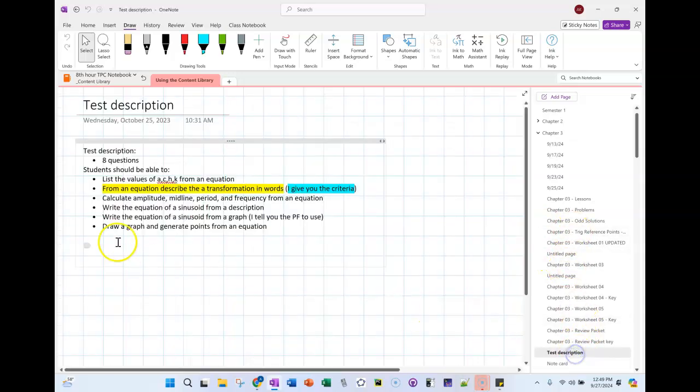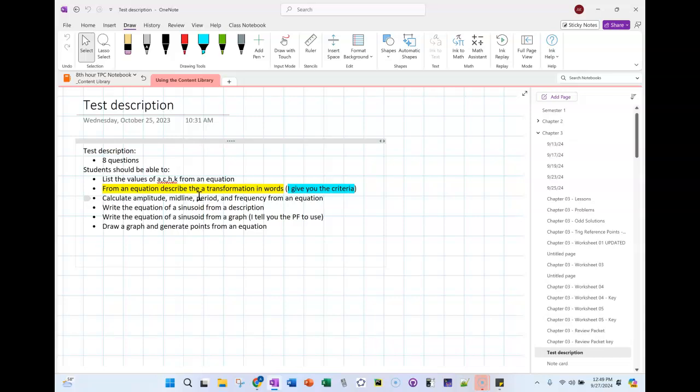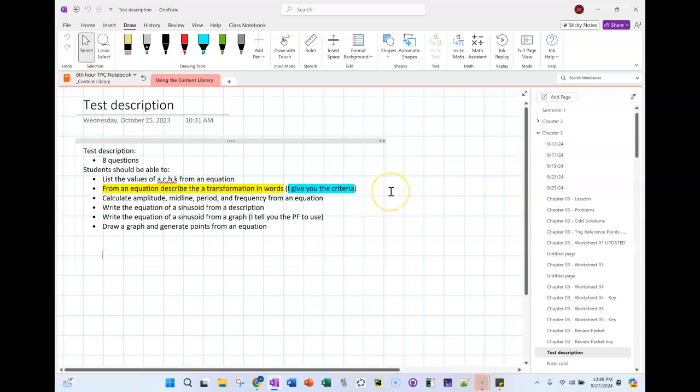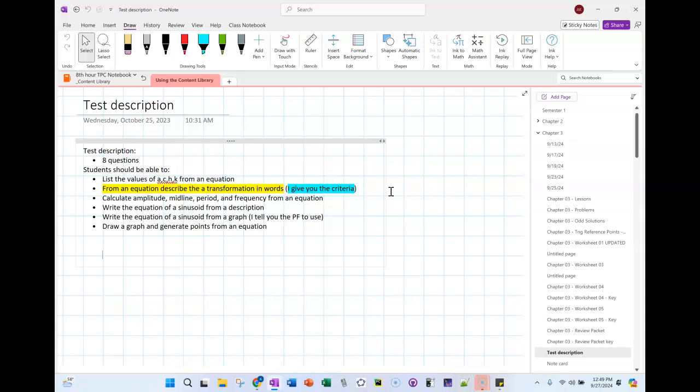In order, though, to write a description, what do you have to do first? You got to find A, C, H, and K. You got to have them. If you can't do that correctly, your description's going to be wrong. Next type of question, calculate amplitude, midline, period, and frequency from an equation. To do that, what do you need to have first? A, C, H, and K. If you don't have those, you can't plug them into the formulas correctly. You can get stuff wrong.